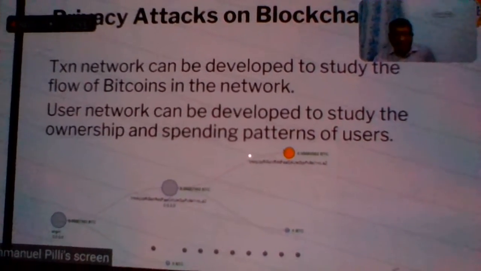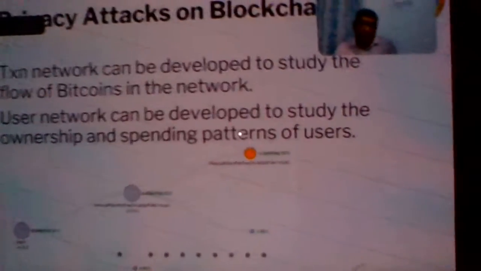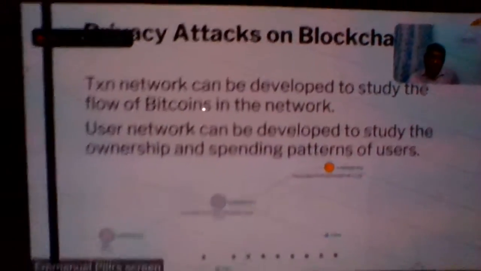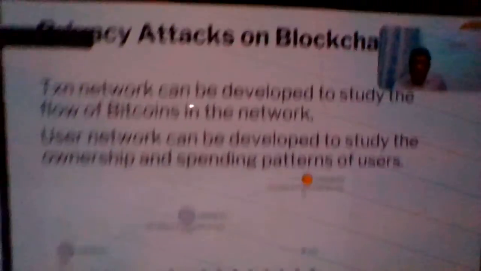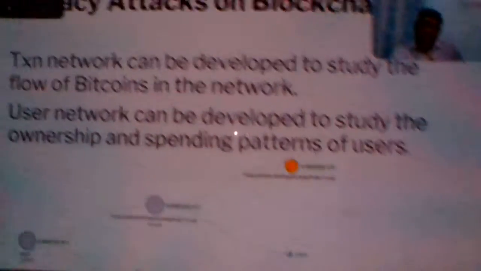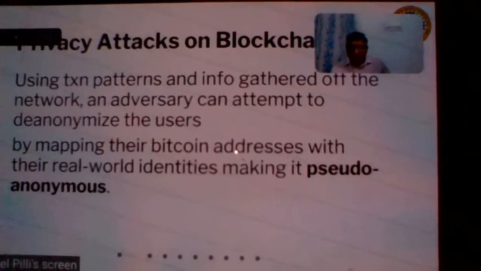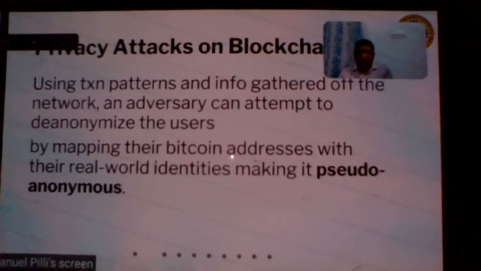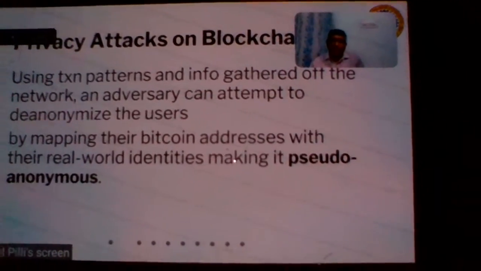There are some other privacy attacks where a transaction network can be developed to study the flow of bitcoins in the network, right? A user network can be developed to study the ownership and spending patterns of the users, because as you see here, this is the origin. It is going to this and this, and different addresses are coming. Most of the time, when one coin goes somewhere else, the balance is transferred back to them, so usually the addresses are the same. Using transaction patterns and information gathered off the network, an adversary can attempt to de-anonymize the user. That's the possibility that is there.